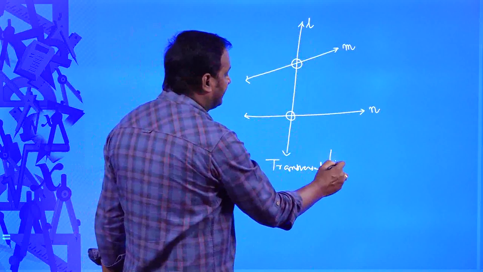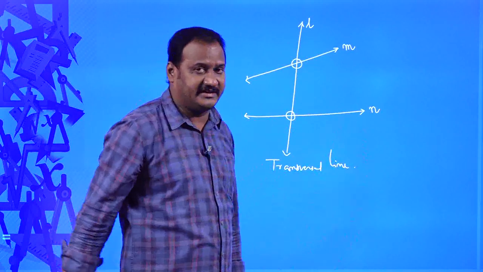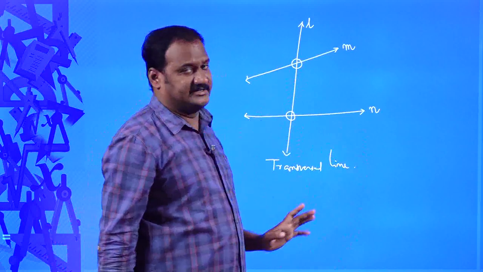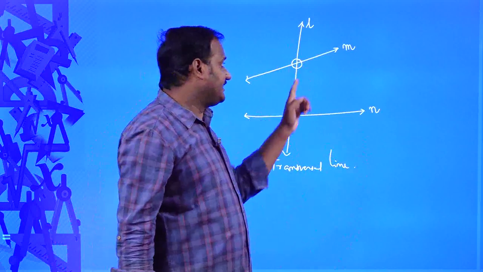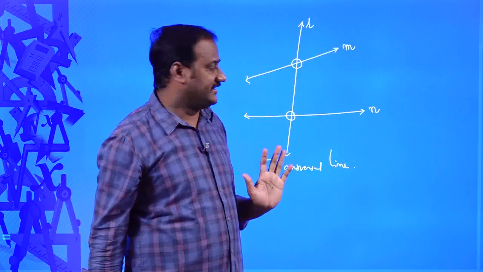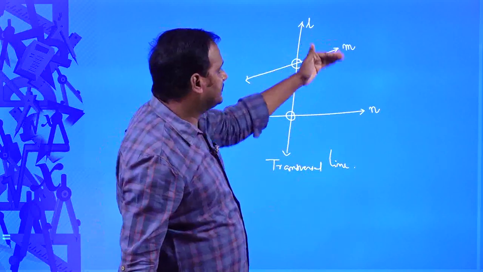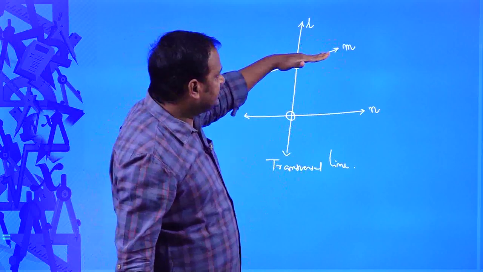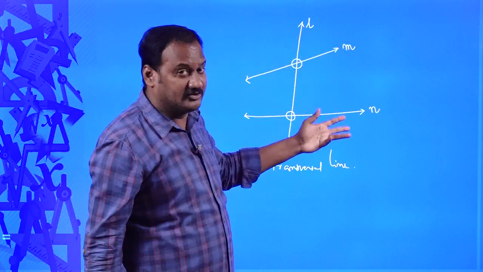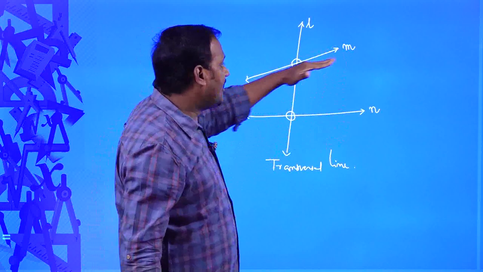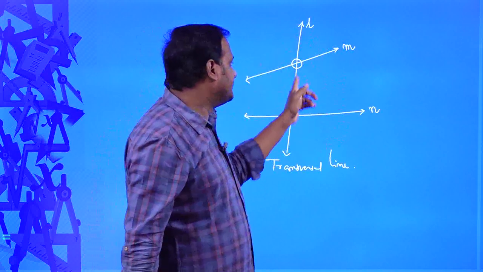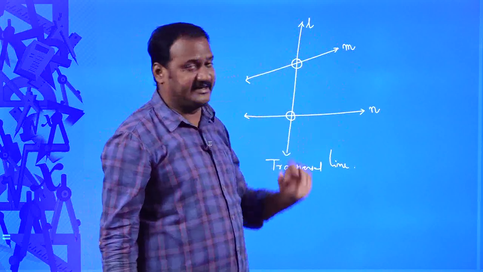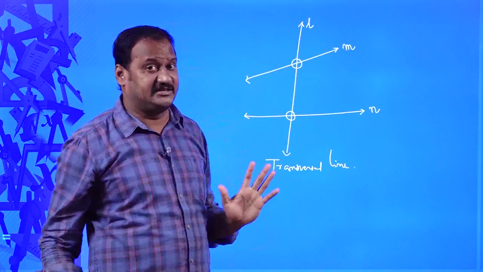Transversal line. So, a transversal line means a line which intersects two different lines in two distinct points. Okay. See here, L is the transversal line for both the lines M and N. Can we say that M is the transversal line for the two lines L and N? Of course, because this line M also intersects L and N in two distinct points. So, M can also be considered a transversal line, and even N can also be considered a transversal line.